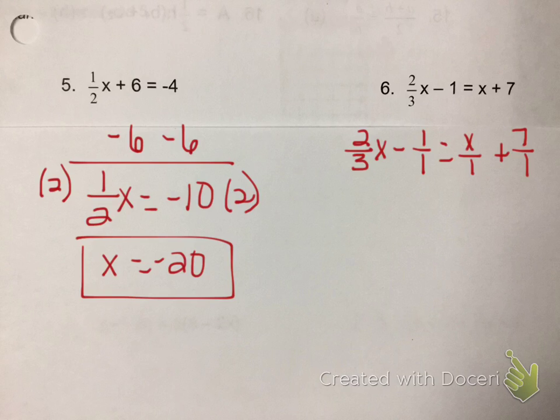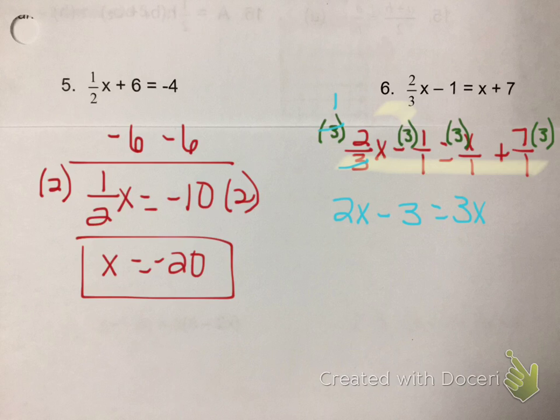Now, I am going to multiply each term by the least common denominator. The least common denominator of 3, 1, 1, and 1 is 3. So I am going to multiply both sides by 3, or each term by 3. That's what I did in green. Then I am going to cross reduce. 3 goes in 3 one time, so 1 times 2x is 2x. In the second term, there is nothing to cross reduce, so I'm just going to multiply negative 3 times 1 and get negative 3. The next term, there is nothing to cancel or cross reduce, so I just get 3x plus 21.